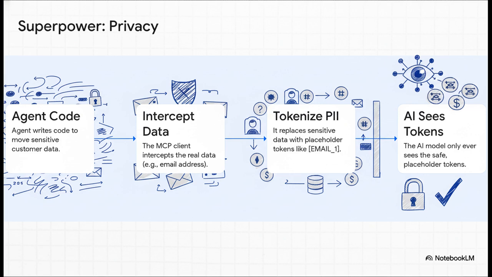So when an agent writes code to move, say, sensitive customer data, a little client program can automatically jump in, swap out the real emails and phone numbers for generic placeholders, and then show the code to the AI model. The real private data goes straight from point A to point B, but the AI model itself never, ever sees it. This is a massive win for security.